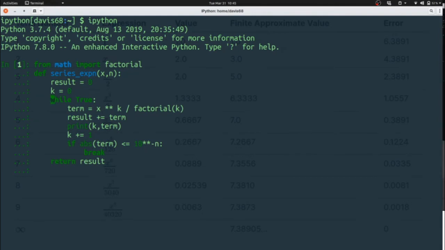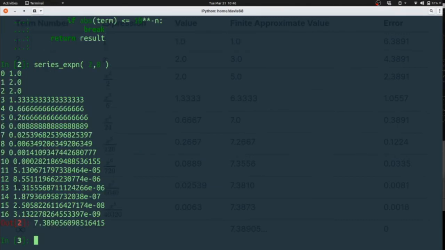N in this case does not mean the number of terms, it means the number of significant figures that we're requesting to be available after the decimal point, thus this 10 to the negative n quantity. And at that point you break out of the loop and you return your result. Let's see how this behaves. So we'll give it 2, just like we saw on the table a moment ago. And let's calculate to, say, 8 significant figures of accuracy. And watch how long this takes to run.